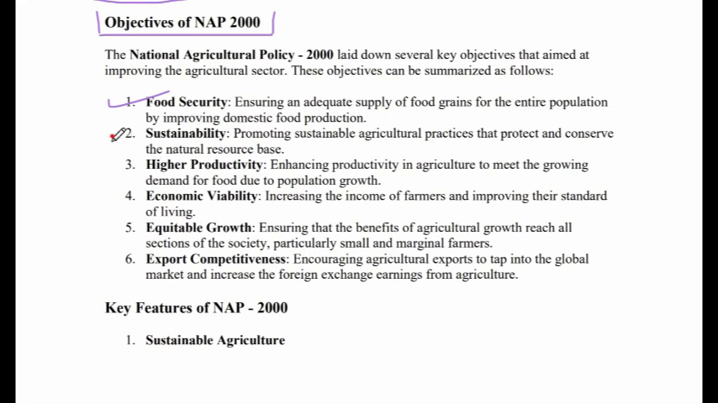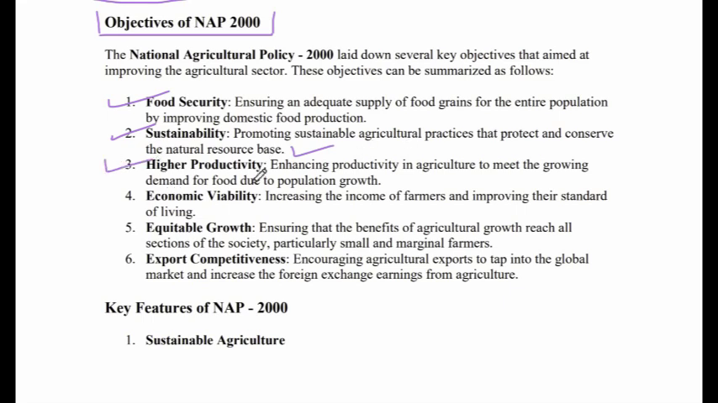Sustainability. Promoting sustainable agricultural practices that protect and conserve the natural resource base, that is the soil health. Government has worked a lot on the soil health, crop rotation and all of that. Educating the farmers about the improvements in technologies, the use of seeds, irrigation facilities, sprinkler system and all of that.